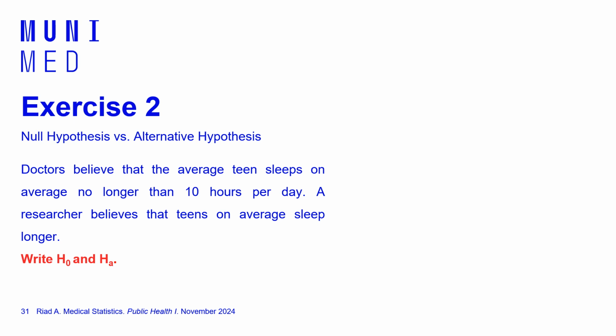Doctors believe that the average teen sleeps on average no longer than 8 hours per day. So this is the average sleeping duration for teens. A researcher believes that teens on average sleep longer. So doctors think that it cannot be more than 10 hours. However, the researcher believes that this is not true, because an average teen could sleep longer. So the null hypothesis in this case will be 10 or less, because this is the common idea or the common proposition among doctors. However, the new researcher or the new idea, which is the alternative hypothesis, means that it will be more than 10 hours.